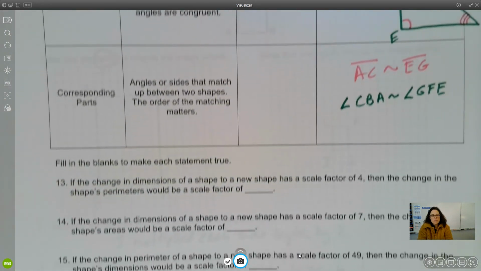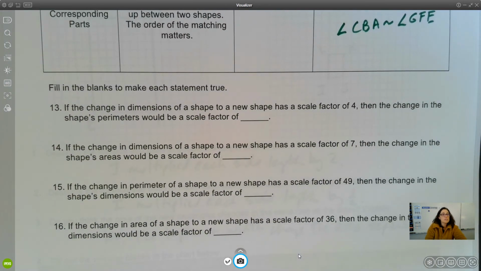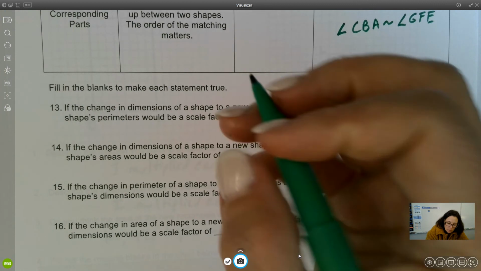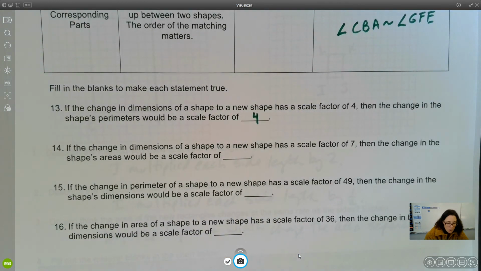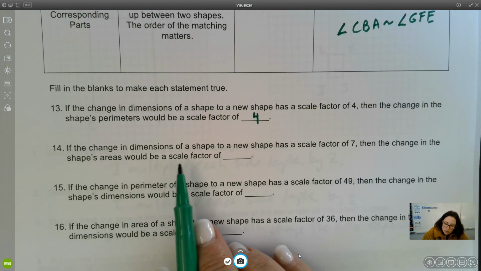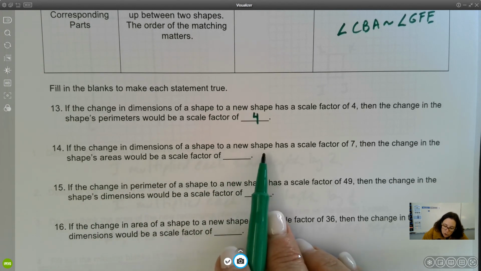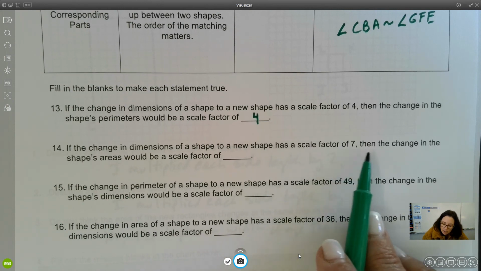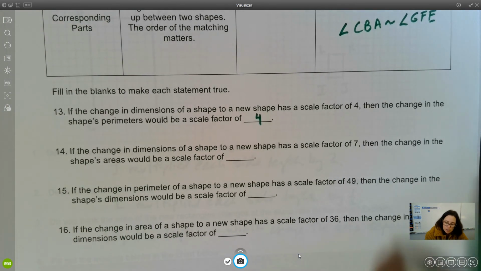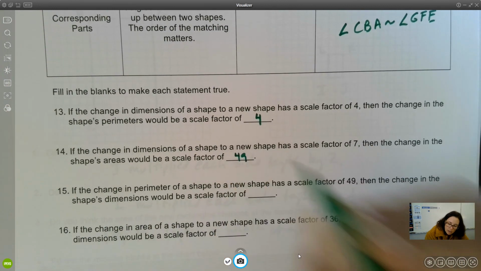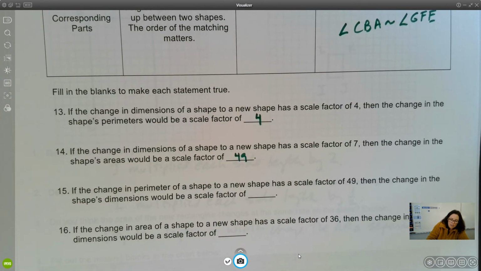All right, and then these last 4 problems. Fill in the blanks to make each statement true. If the change in the dimensions of a shape to a new shape has a scale factor of 4, then the change in the perimeters would be a scale factor of, remember we said it stays the same, 4. If a change in the dimensions of a shape to a new shape has a scale factor of 7, then the change in the shape's areas, remember we said we square that 7, so it'd be 49.